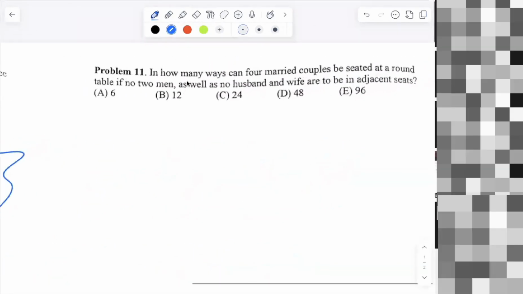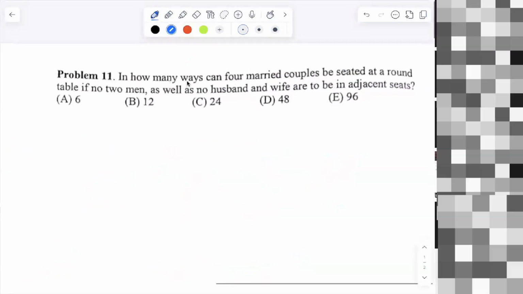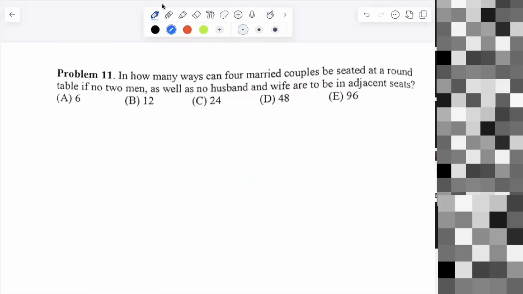Alright? Now let's move on to problem 11. Let's have you guys have a go with this question and turn your answer into the chat.